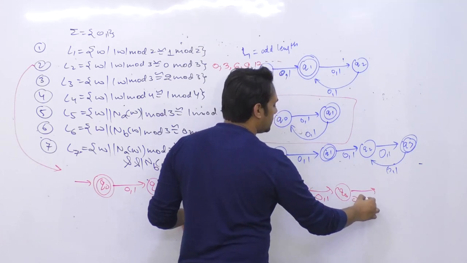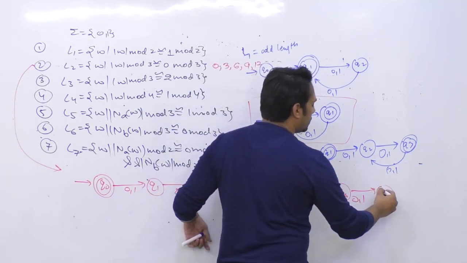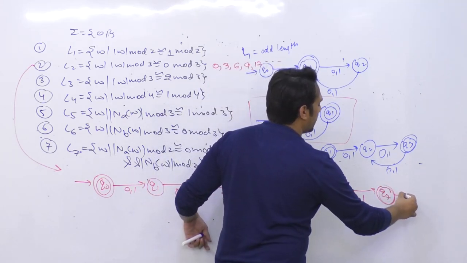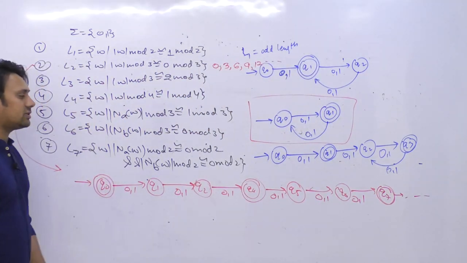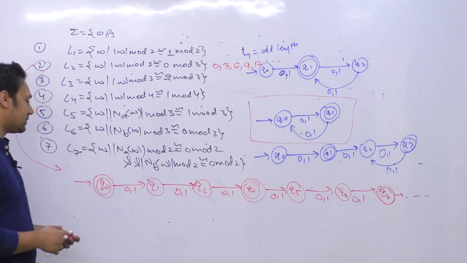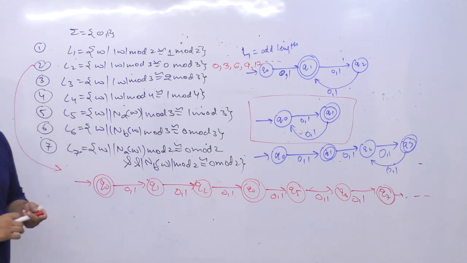If I have a string of length 6, I'll go to the state Q7 and I want to accept it, and so on. So whenever you get a string whose length is a multiple of 3, then you want to accept it. Otherwise, you do not want to accept it.